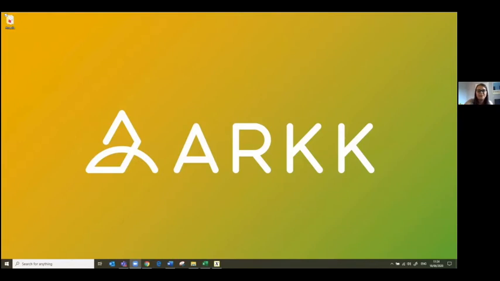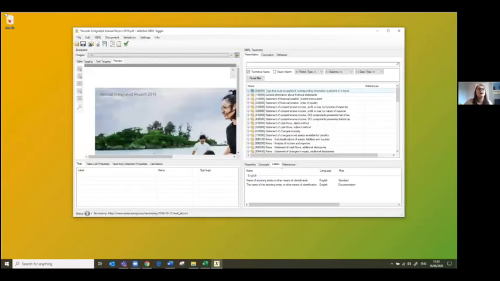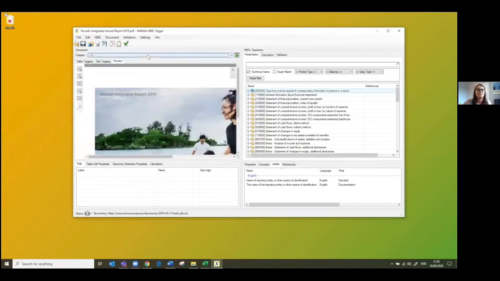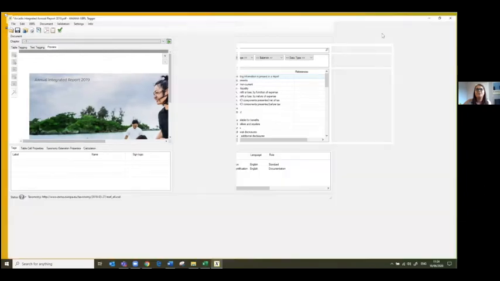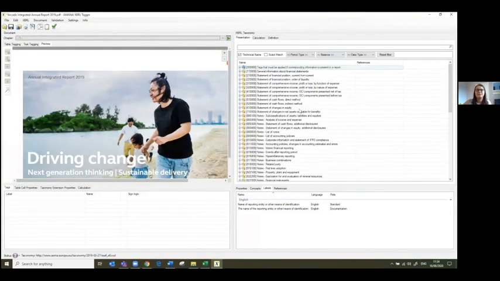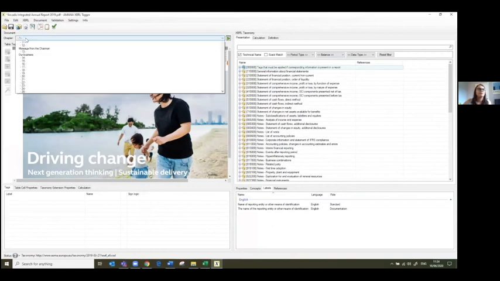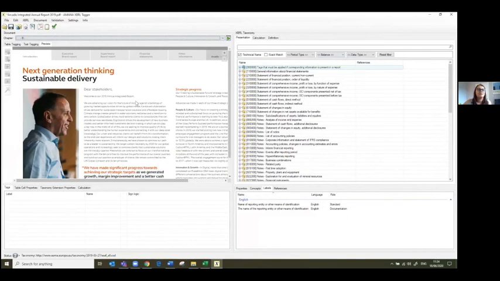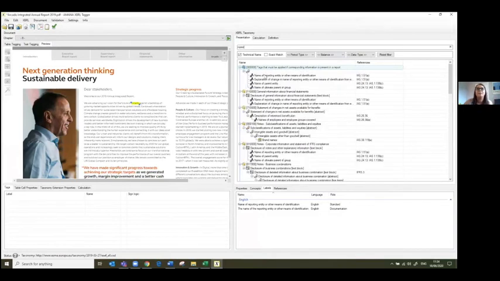So I have a document already loaded into this. This is our tagging software. It's split down into each page, and over here you will see the ESEF taxonomy and all the tags that it contains. First off, I'll show you how to tag some text. If we go to page 8, we can see here the company name. You can search and drag and drop, and that applies the company name to that text.